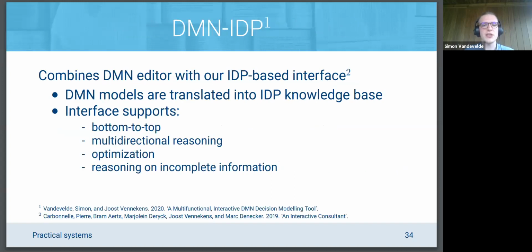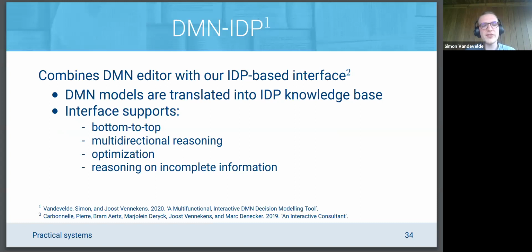So what is DMN-IDP? It's a lot of three-letter acronyms, I realize, but just bear with me. DMN-IDP combines DMN with an IDP-based interface. And what's the idea behind this interface? The idea is that DMN is very user-friendly, very readable. We want to use IDP to reason on this knowledge, because this allows us to do all this fancy stuff that I've been talking about, right? And so we set out to build an interface that is also user-friendly, with the main aim, of course, of not losing the initial user-friendliness of DMN.